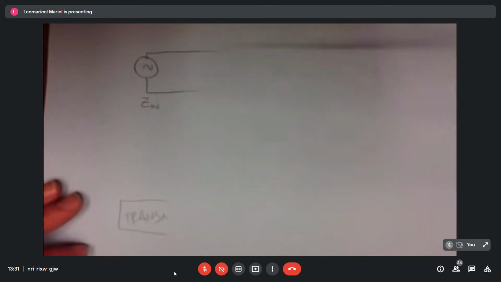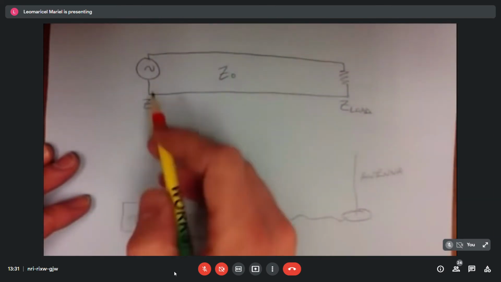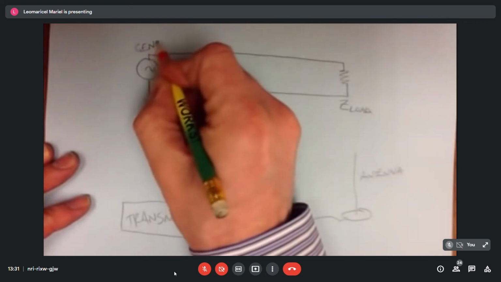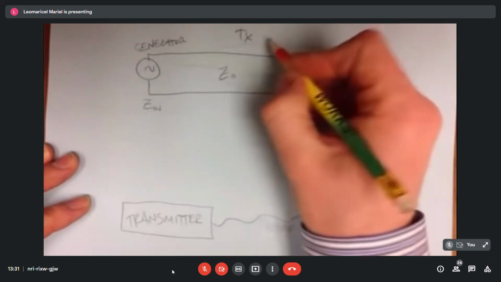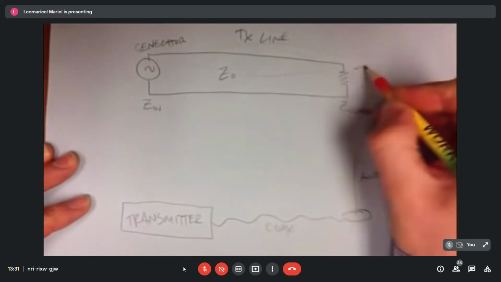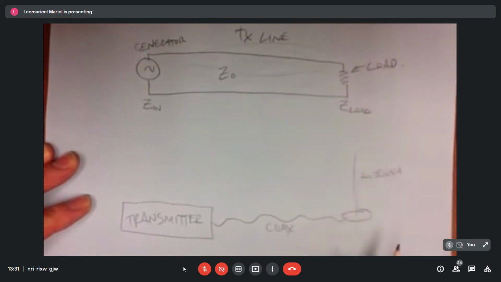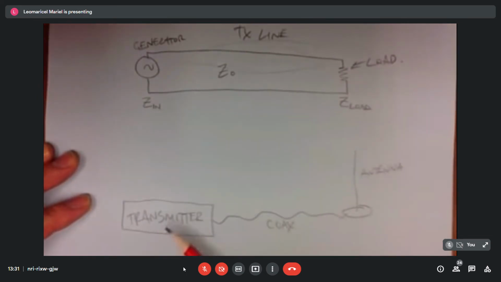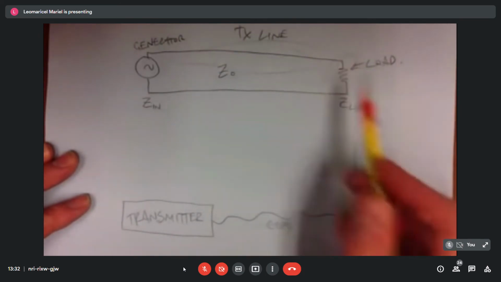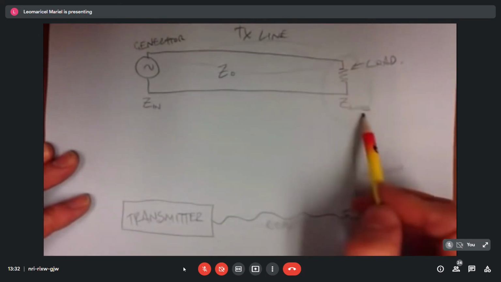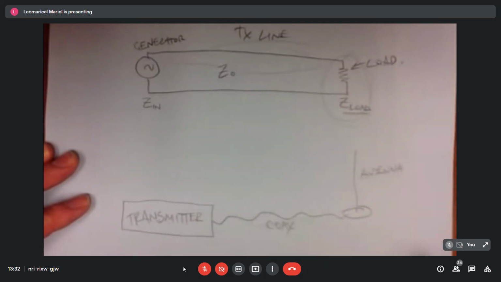So here, if you imagine a transmission line, you've got, this is the generator, and this whole thing is the transmission line, and this is the load. So you think about it, a typical setup, you'd have a radio transmitter, coaxial cable connecting to the antenna: generator, transmission line, load. So if you want to know how well matched your load impedance is to the rest of the line, you can use the Smith chart to do that.